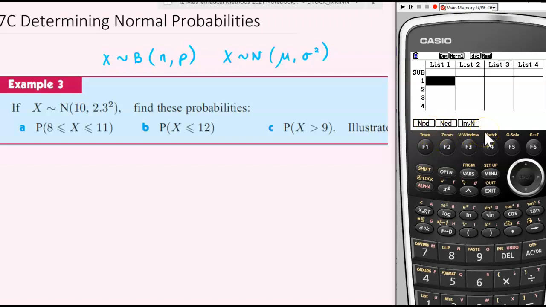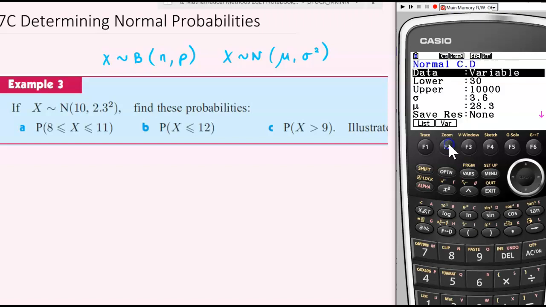Similar-ish idea to last time, except it doesn't make sense with a continuous random variable to say the probability that it's equal to something, so we won't be using NPD, we'll be using NCD because it's between values, so NCD. All right. This calculator is asking, do you want it in list mode or variable mode? Do you want it in variable mode?